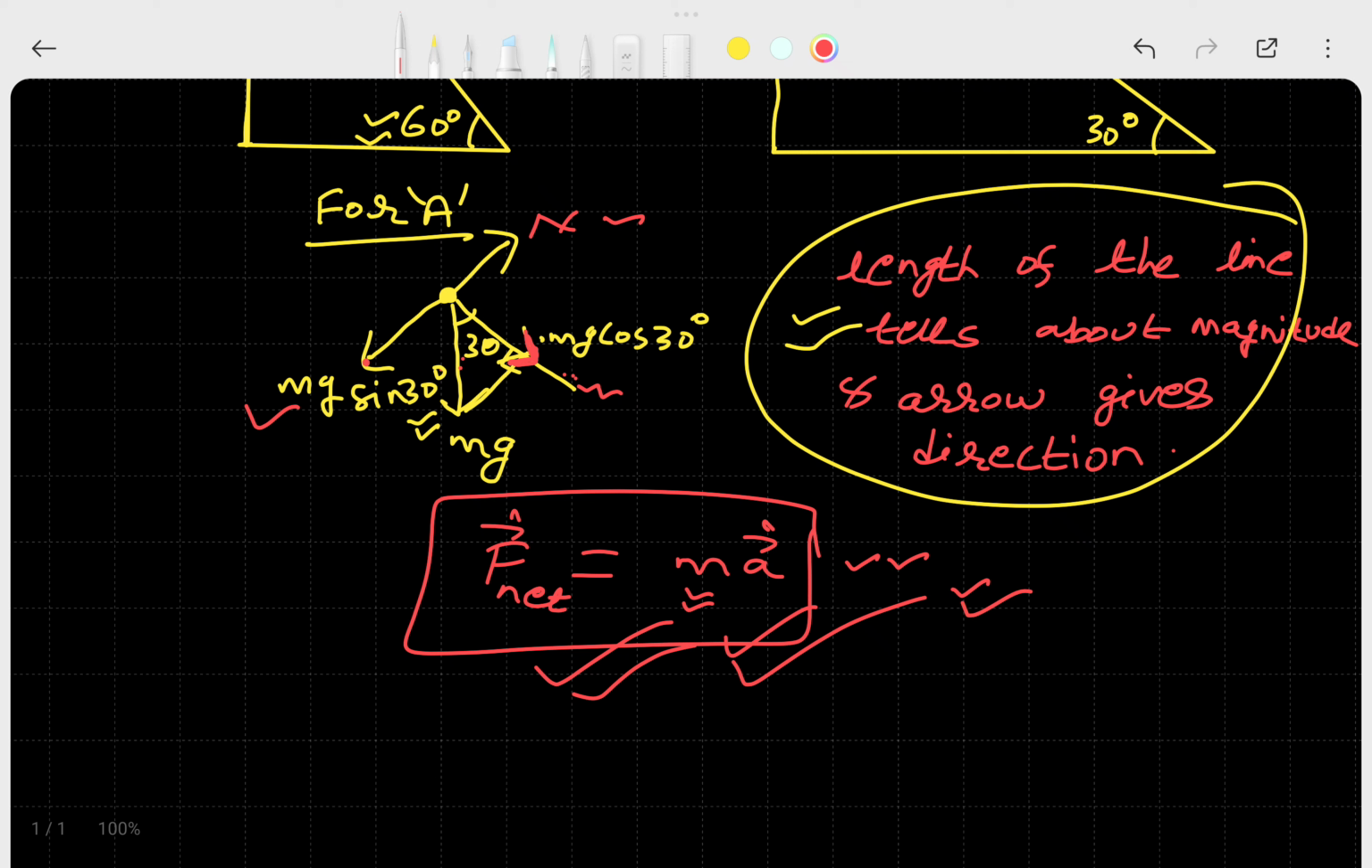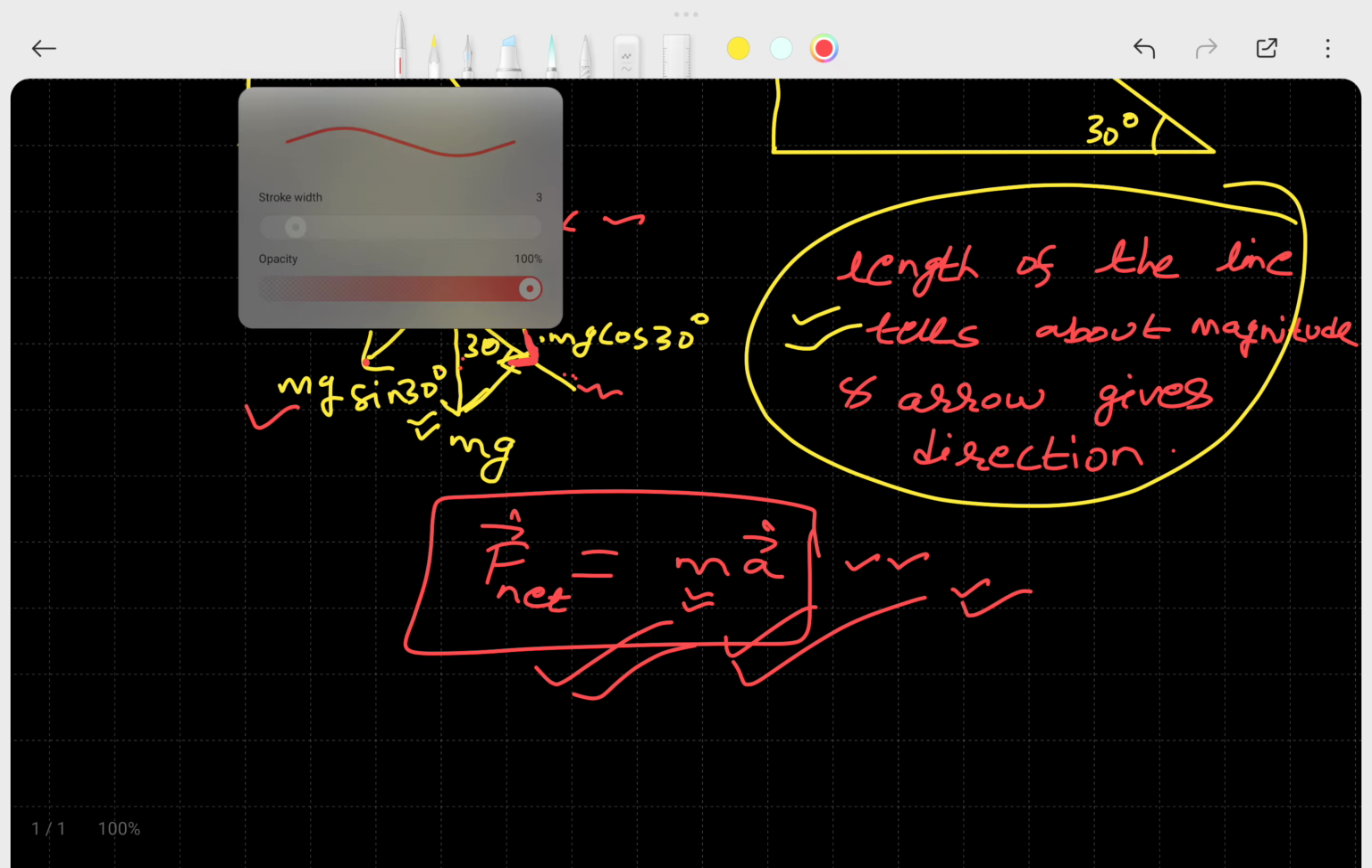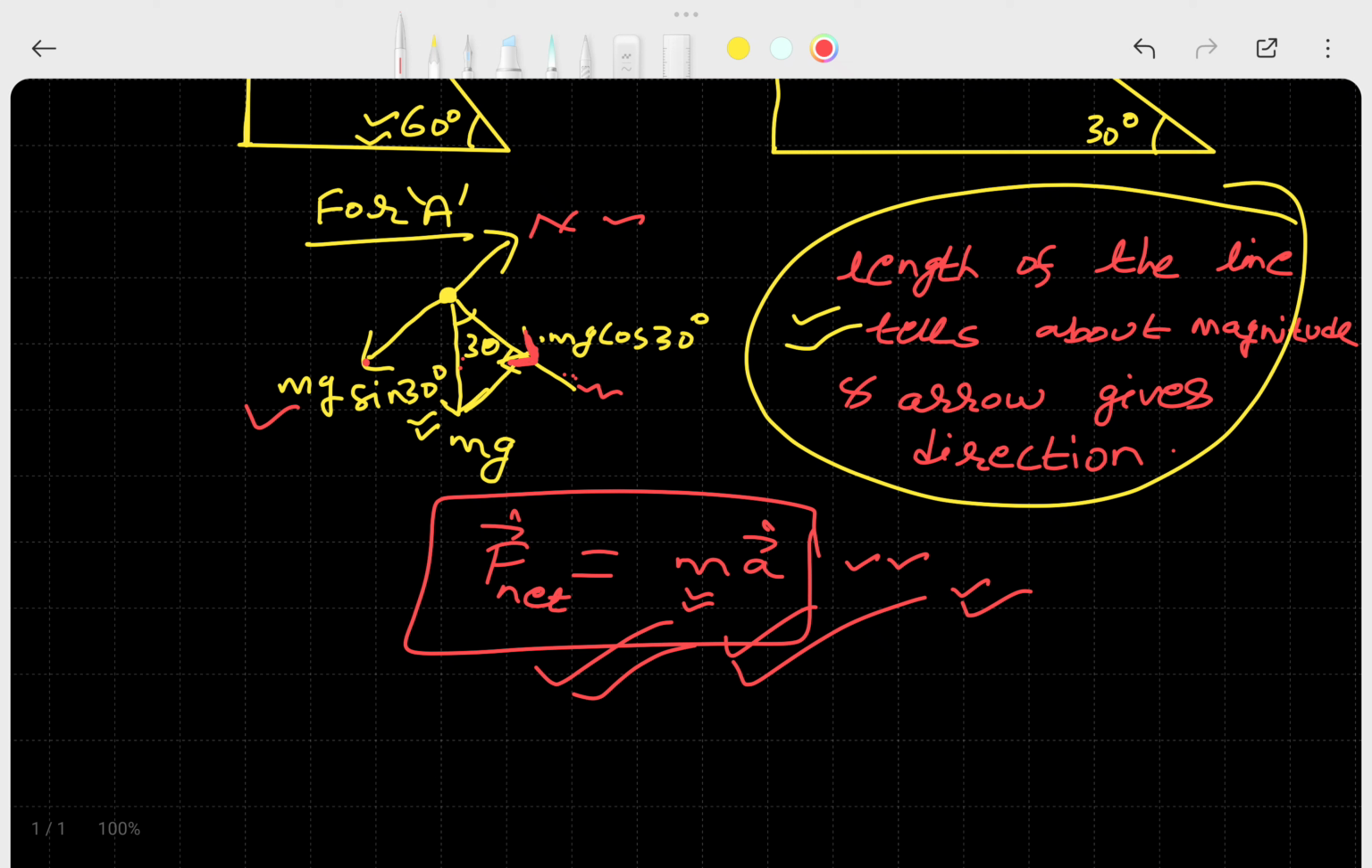Now again that horizontal part, see, mg cos 30 degree, the net force F acting on that block A is mg cos 30 degree, which is equal to mass times acceleration, mass cancels, so this is down the plane. a is equal to root 3 g by 2, because cos 30 is root 3 by 2, so acceleration is root 3 g by 2. This is down the plane.